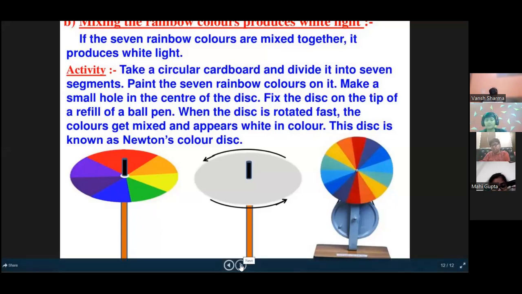So this was the Newton disk, and with the help of this disk, he explained that white light is made up of 7 colors. So this was your whole chapter. If anything is still not clear, you may ask.